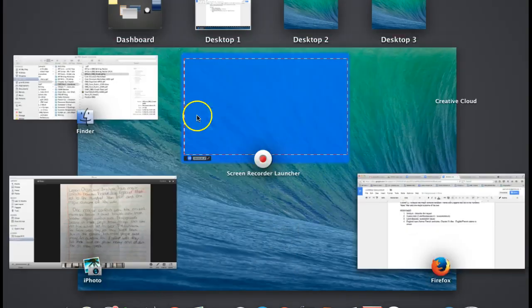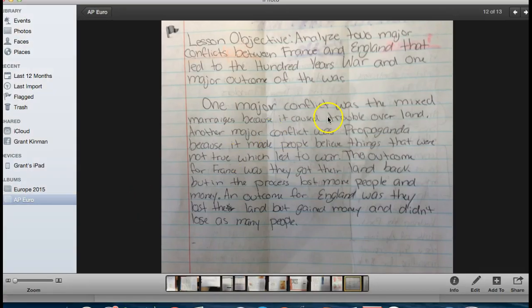So let's look at our example, and we're going to use this. One major conflict, this is what the author said, was the mixed marriages because it caused trouble over land, which is good. Another major conflict was propaganda because it made people believe things that were not true, which led to war. And then we get to the outcome for France was they got their land back, but in the process lost more people and money. An outcome for England was they lost their land but gained money and didn't lose as many people. We're going to use this as an outline and then add the analysis in. So I'm going to take this first sentence. One major conflict was the mixed marriages because it caused trouble over land.